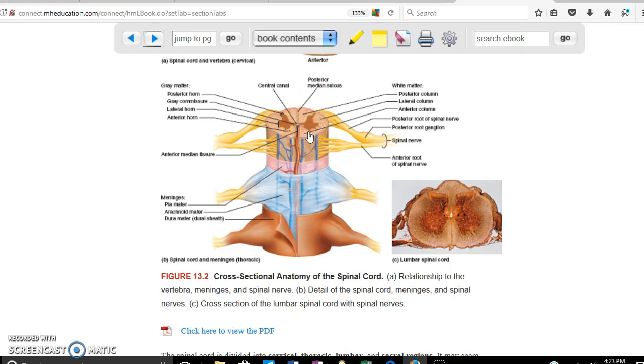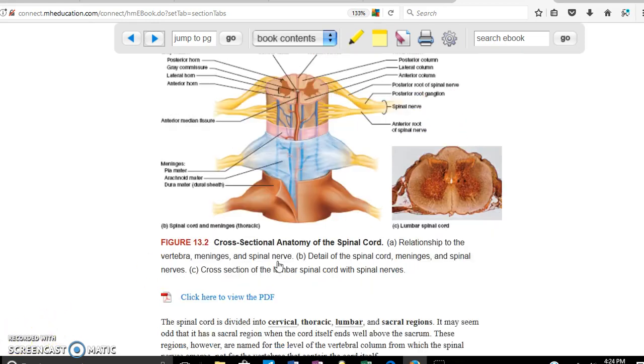Therefore, there's going to be a descending tract. So how many types of tracts do we have? We have ascending tracts and descending tracts, and these tracts are located inside the spinal cord. When the nerves are outside the spinal cord, they form a plexus. Okay, we have seen all this in the cross-sectional anatomy of the spinal cord.